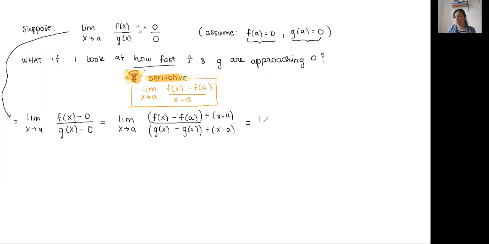So I have the limit when x goes to a of f of x minus f of a divided by x minus a. So that's the numerator. And at the denominator, I have g of x minus g of a divided by x minus a.